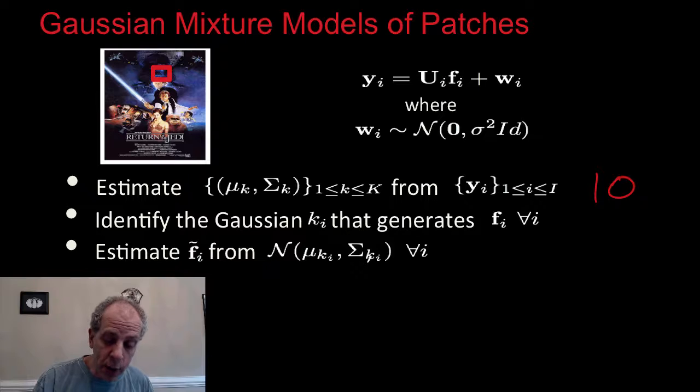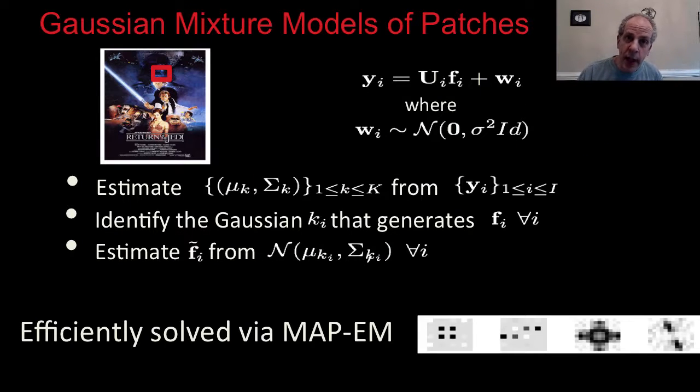And then once we do that, we're going to have to obtain from the observation, reconstruct the actual image. So a lot of things that we need to do. Estimate the k Gaussians, estimate the identity of every patch, and also then estimate the reconstruction. It turns out, although this looks like a very complicated problem, it is not. It's a very simple problem, and it can be efficiently solved with what's called the maximum a posteriori expectation maximization.